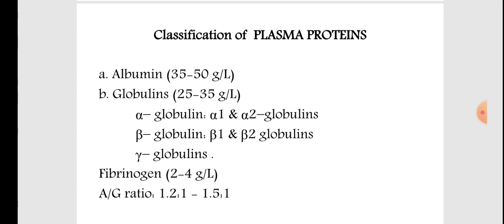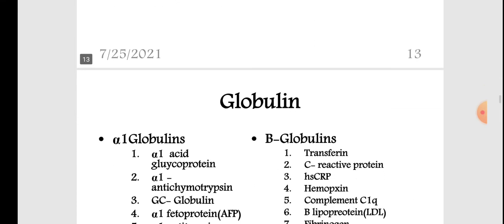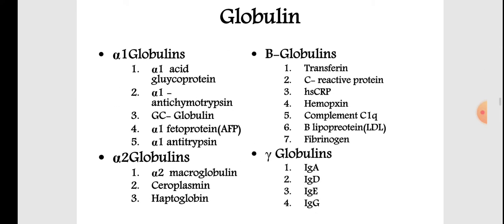Also we have albumin globulin ratio which ranges from 1.2 to 1 and 1.5 to 1 in other situations. Globulins, as we mentioned, are classified to alpha, beta and gamma.